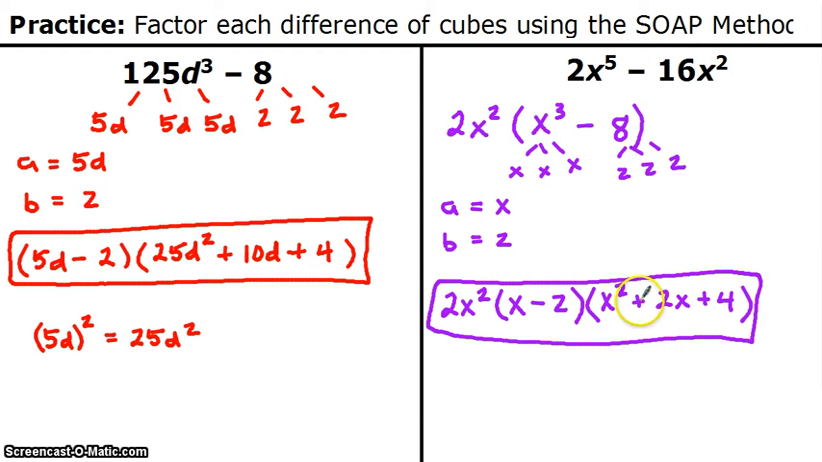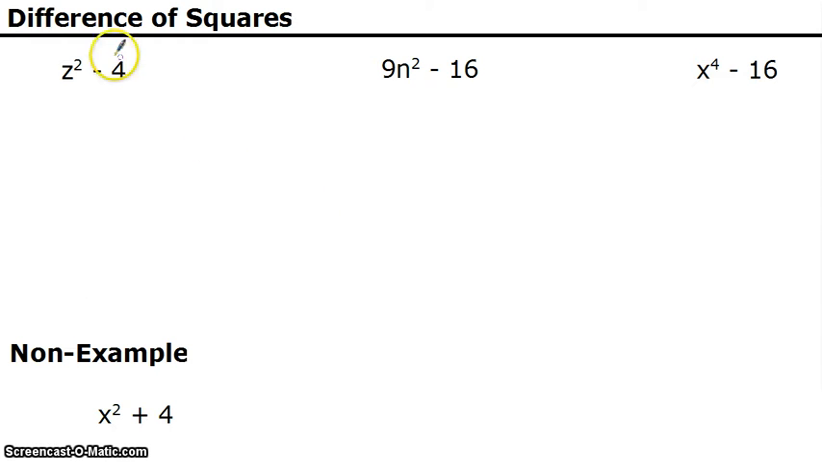All right, so that's sum and difference of cubes. Another type you're going to see is a difference of squares. Okay, so I've got 3 examples here, then we'll talk about this non-example after we're done there.